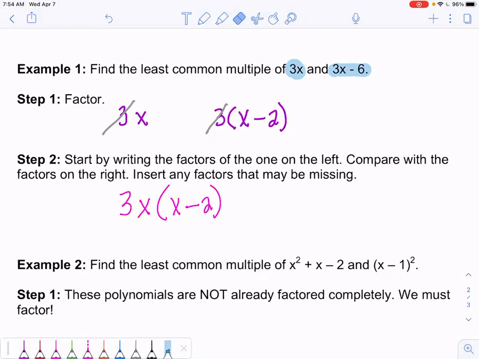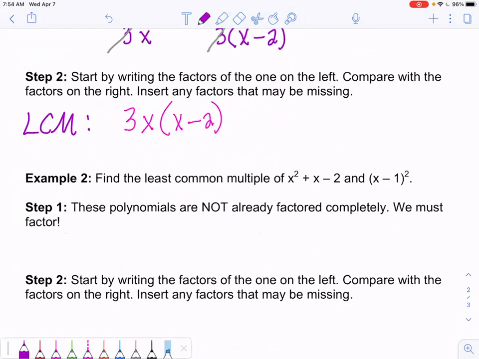So my least common multiple has to have each one of the pieces that are different between both of those fractions. So the least common multiple is 3x and then x minus 2. So the x minus 2 is different than the x that's by itself. It's a different factor or a different piece. So let's look at the next one, see if we can try this again.